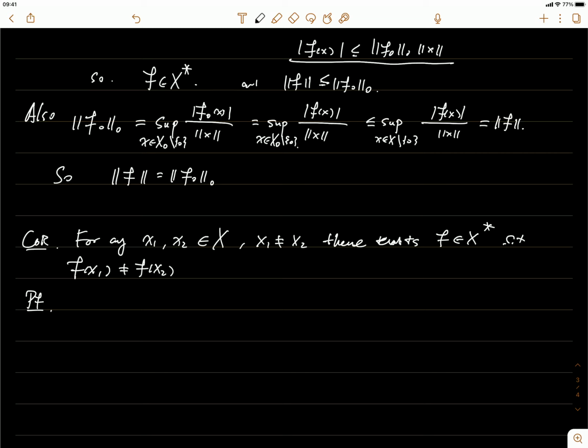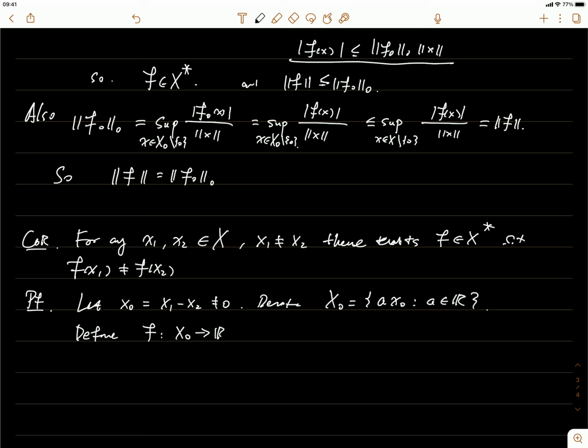Because x1 and x2 are different, their difference should be non-zero. Let's say it's x naught, the difference between them, and that is non-zero. Then we consider a linear subspace X naught to be just the span of this x naught, where a is some real number. Then we define this f naught from X naught to R by f naught of a x naught. Remember that every element in X naught can be written in this way. So we define this to be a times the norm of x naught.